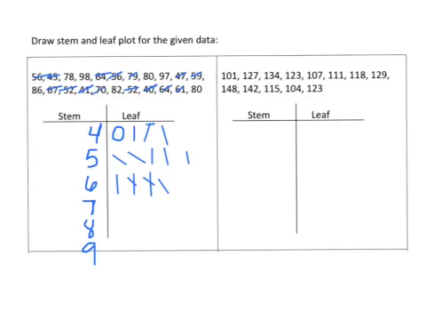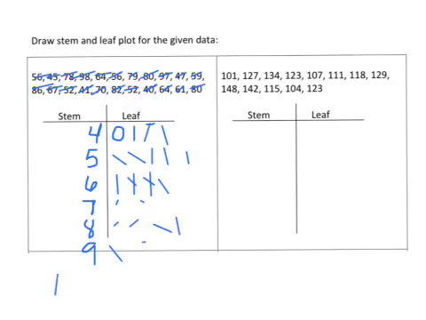For 70s, I see a 70. I also see a 78. And let's see, 80s, I've got two 80s there, and an 82, and an 86. And last one is my 90s, 97 and 98. So there's my stem and leaf plot.